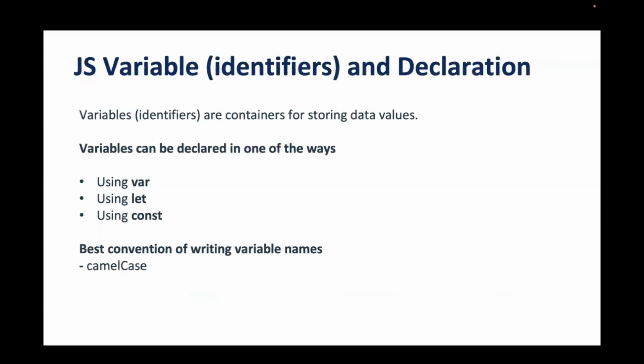All right, so now let's come back to JavaScript variables. Variables are identifiers, and these identifiers act as containers for storing data values. And we have a way of how we declare variables. Please, this is very crucial. We declare variables using certain keywords: the var keyword, the let keyword, and const, which is the constant keyword.